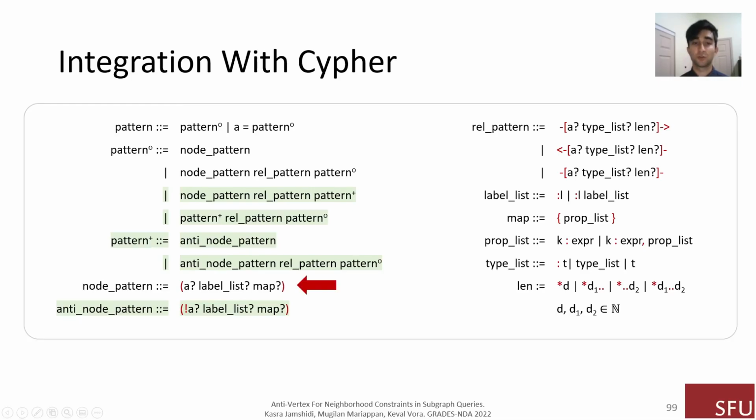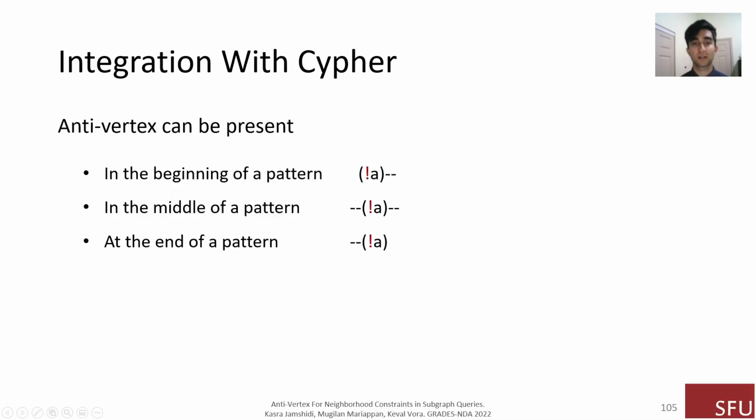In addition to the true vertex defined by node pattern, there is now also an anti-vertex marked with an exclamation point, defined by anti-node pattern. Anti-node pattern only occurs in pattern plus, either on its own or in mutual recursion with pattern O. Meanwhile, pattern O allows pattern plus at the end of a relation with a true vertex, or in the beginning of a recursive relation with itself. Basically, the anti-vertex can occur in the beginning, middle, or end of a pattern.